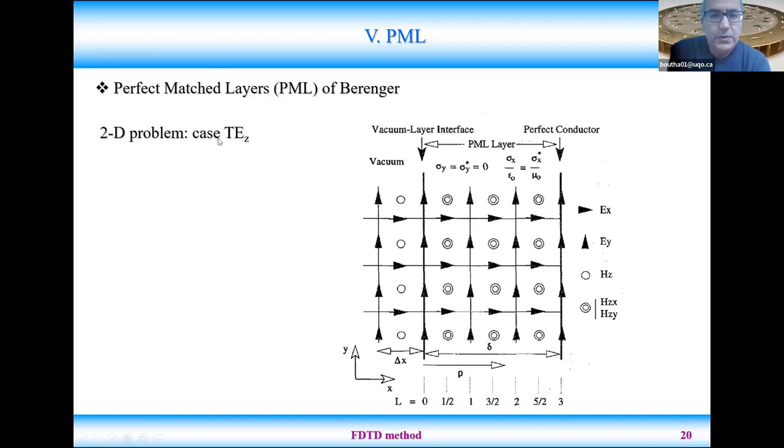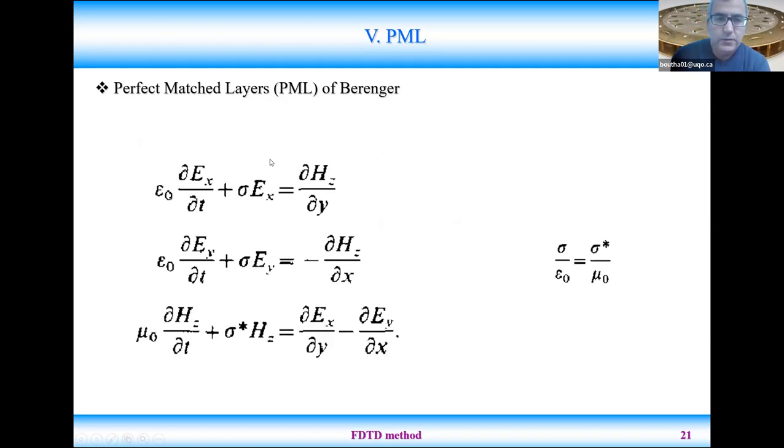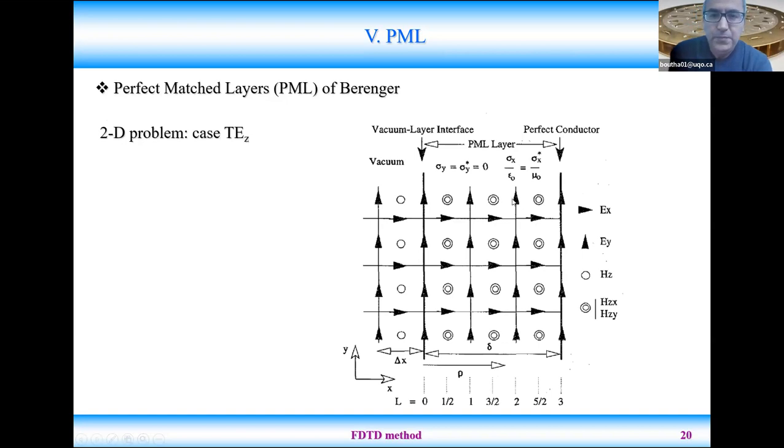So to explain the PML, we start with a simple problem, a 2D problem. For example, the TEZ. For TEZ, we have only EX, EY, and HZ. So PML is perfectly matched layers. So we have many layers. It's not an absorbing boundary condition like we had before. It's not just the boundary. We need to add layers. So here, this is a vacuum, or this is where we have our structure. And then we have the PML.